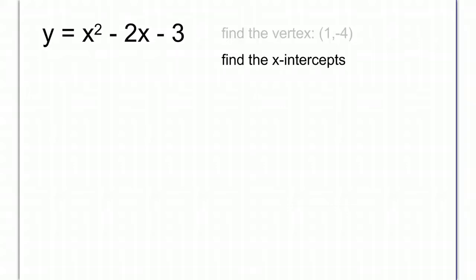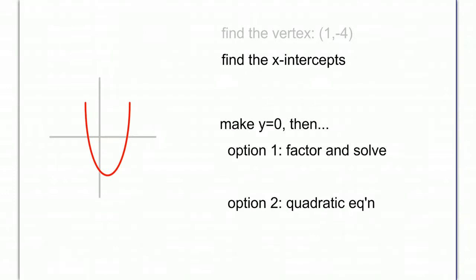In the next part, we're asked to find the x-intercepts. Now, to make sure we know what those are, x-intercepts are the places where your graph crosses the x-axis. So in this case, there are two. Typically, there will be two places where a parabola crosses.